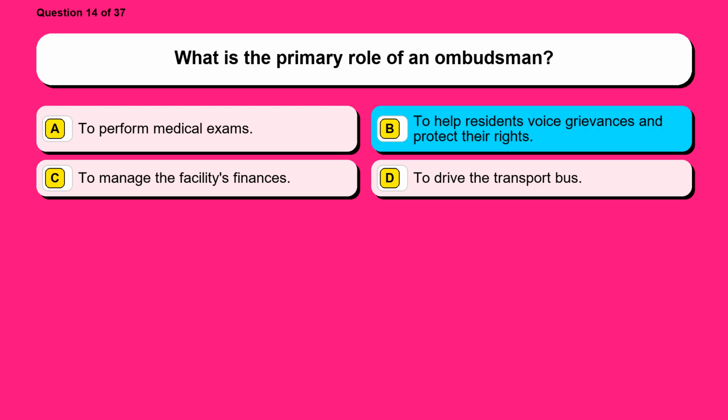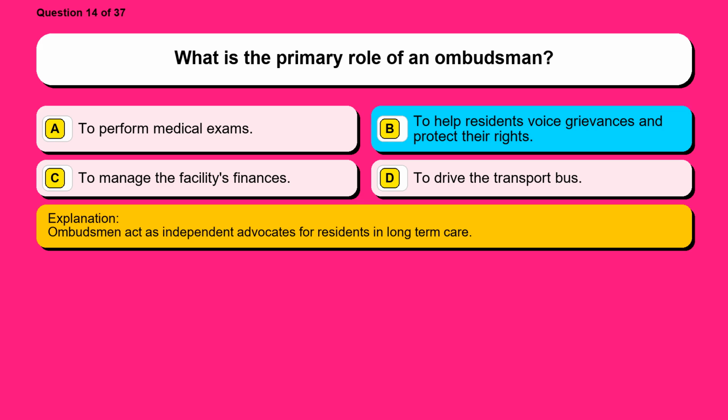The correct answer is option B, to help residents voice grievances and protect their rights. Ombudsmen act as independent advocates for residents in long-term care.